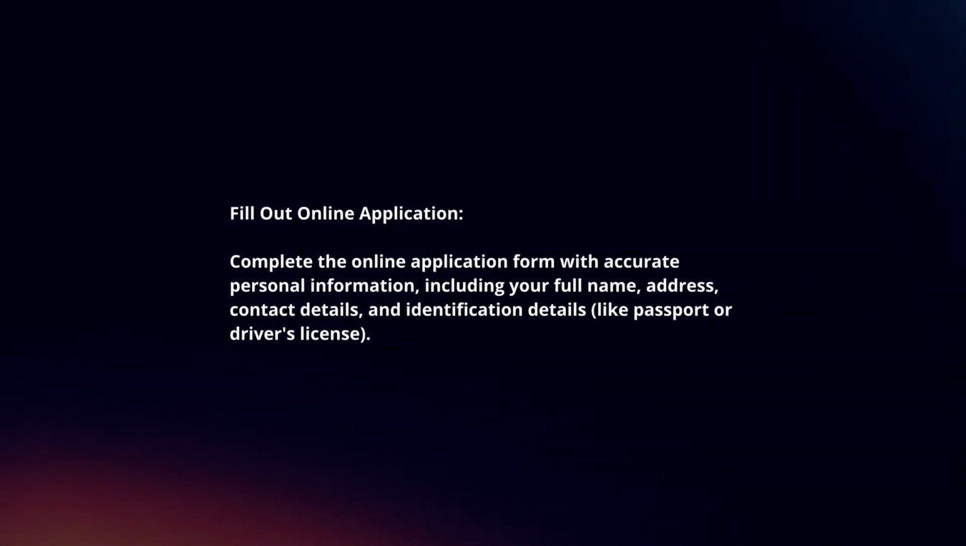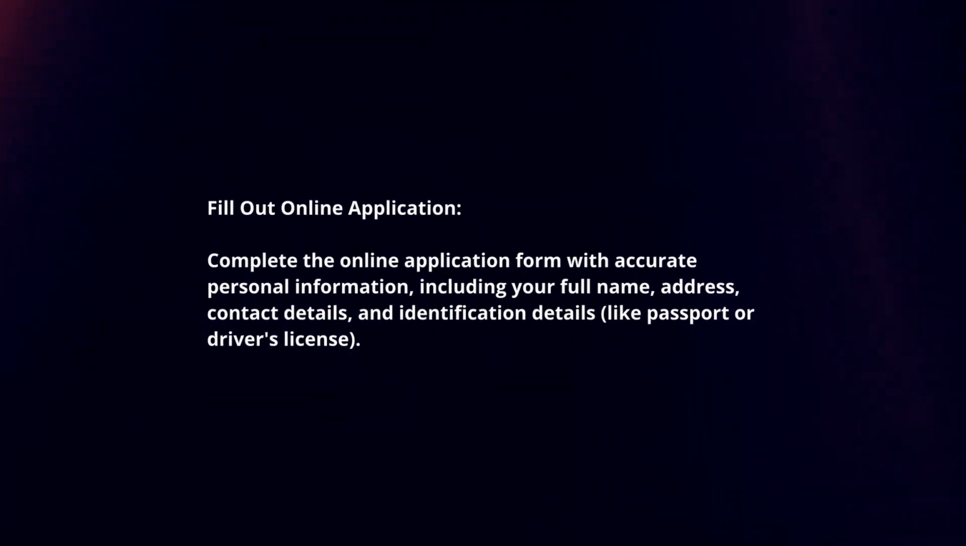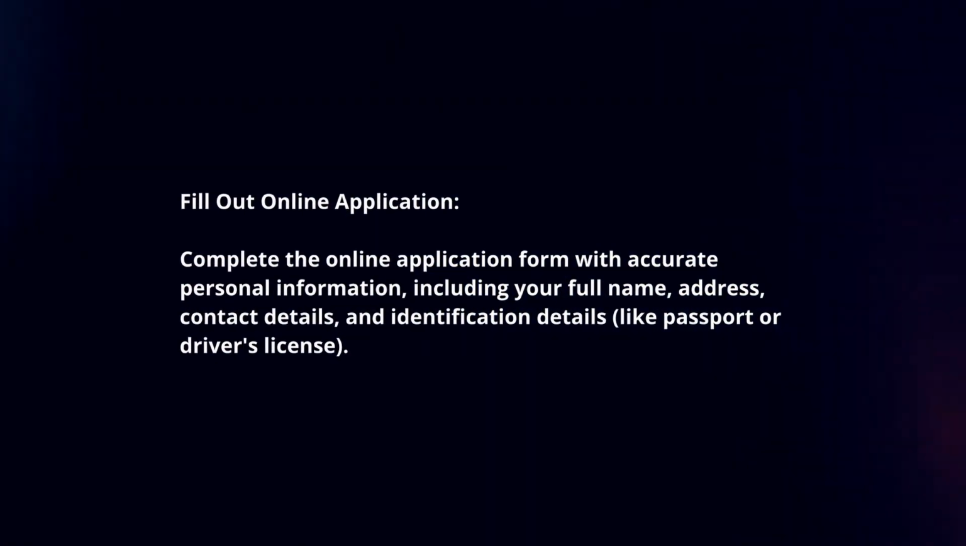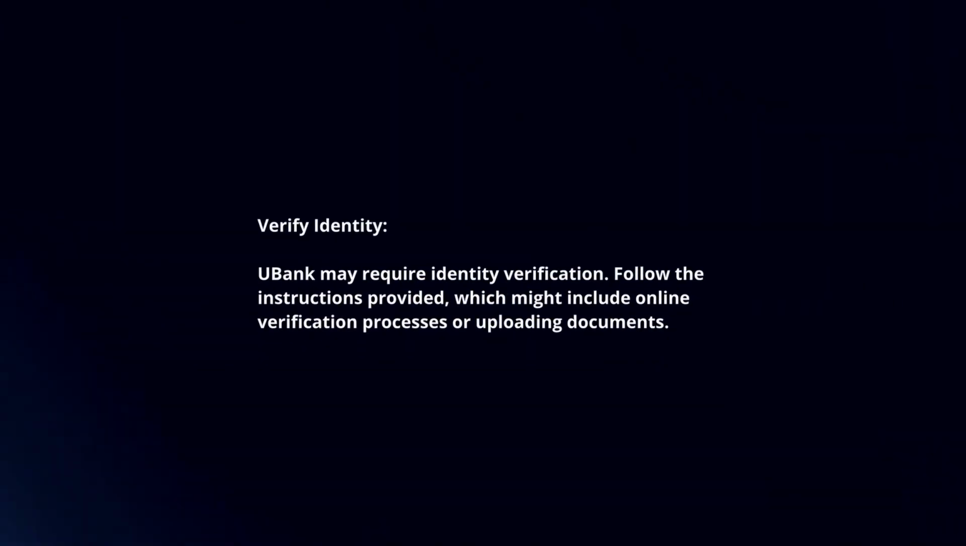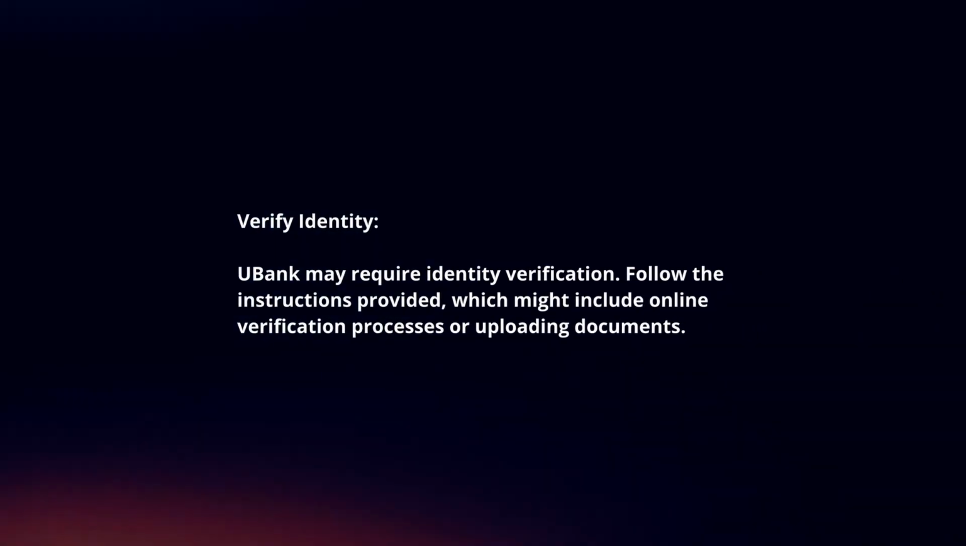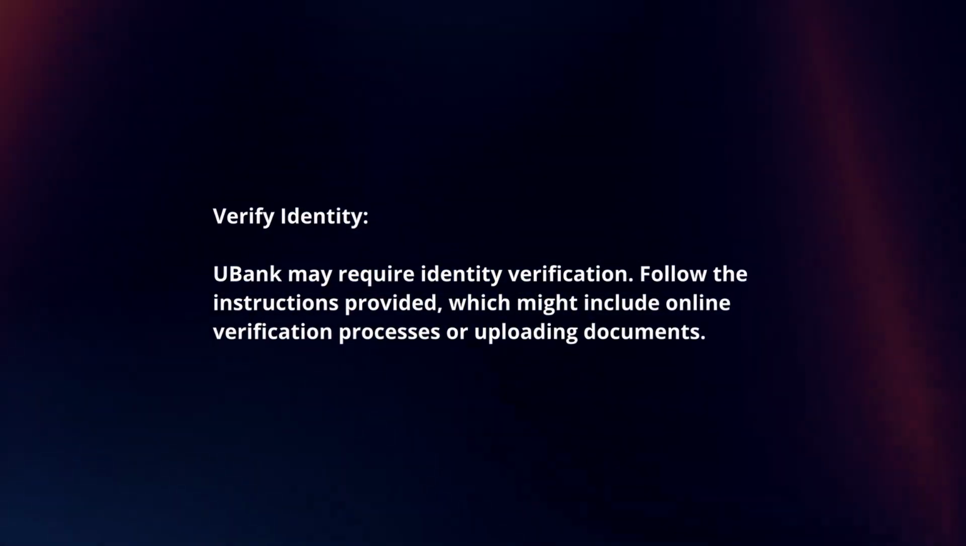Fill out online application. Complete the online application form with accurate personal information, including your full name, address, contact details, and identification details. Verify identity. Ubank may require identity verification. Follow the instructions provided, which might include online verification processes or uploading documents.